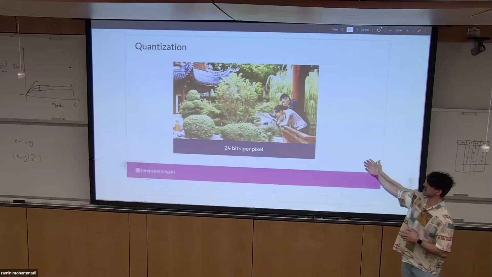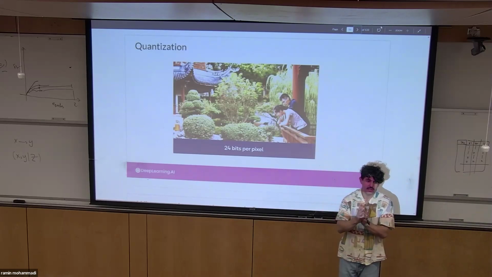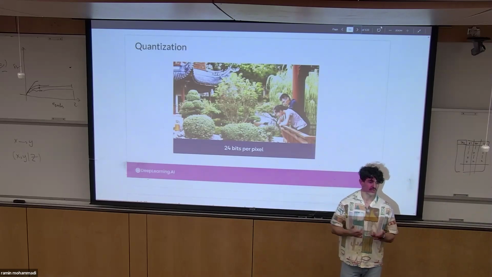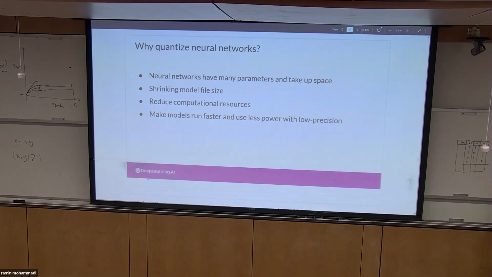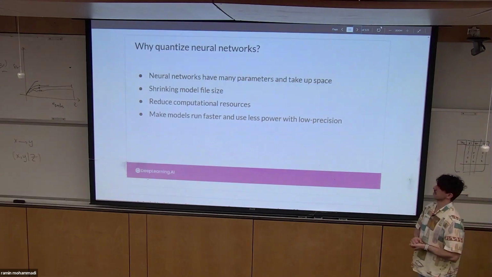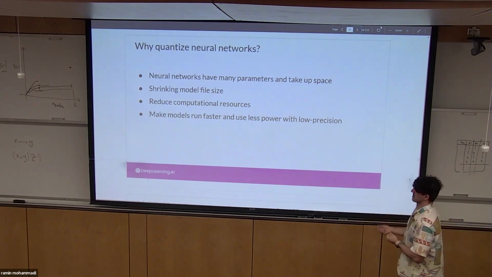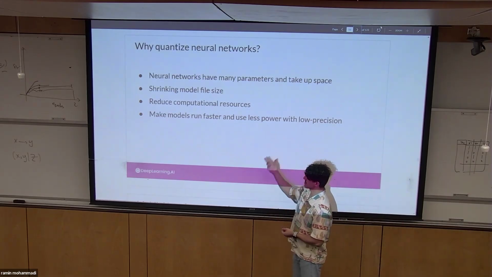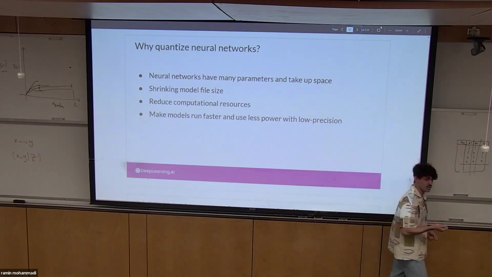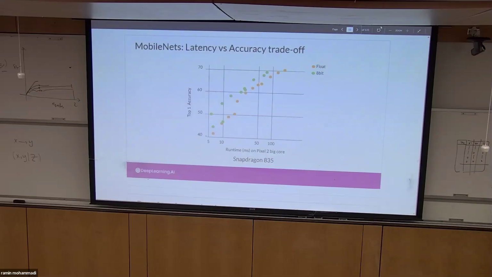So if I'm trying to say whether there's any person in the image, maybe I can still go to 8 bits and still see the person in the image, right? That's the thing to keep in mind: how much you can quantize based on what you are trying to do. Now, why do we quantize neural networks? Because they have lots of parameters. They take space and make it slower. Quantization helps you shrink the model size, reduce the computation, and makes neural networks much faster for inference.